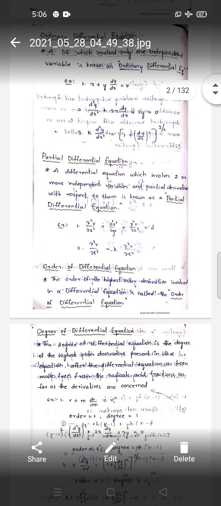What is the degree of a differential equation? The degree of a differential equation is the degree of the highest order derivative present in the equation after the differential equation has been made free from radicals and fractions as far as the derivatives are concerned.